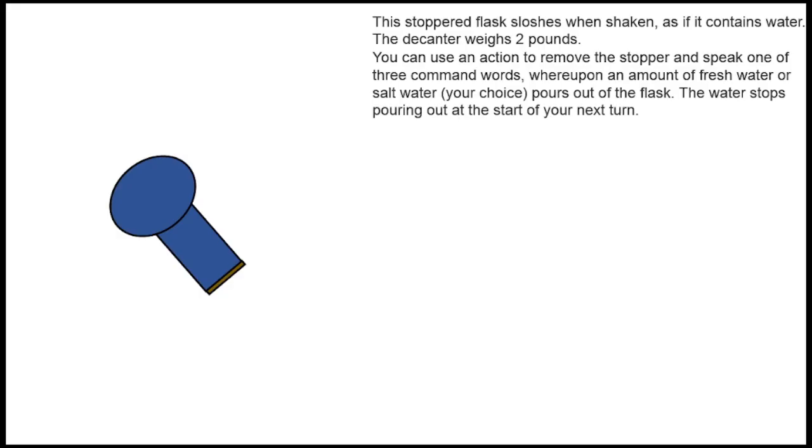Just climb up anywhere. Number 3, the Decanter of Endless Water. This stopped flask sloshes when shaken, as if it contains water. The decanter weighs 2 pounds. You can use an action to remove the stopper and speak one of 3 command words, whereupon an amount of fresh or salt water pours out of the flask. The water stops pouring at the end of your next turn.